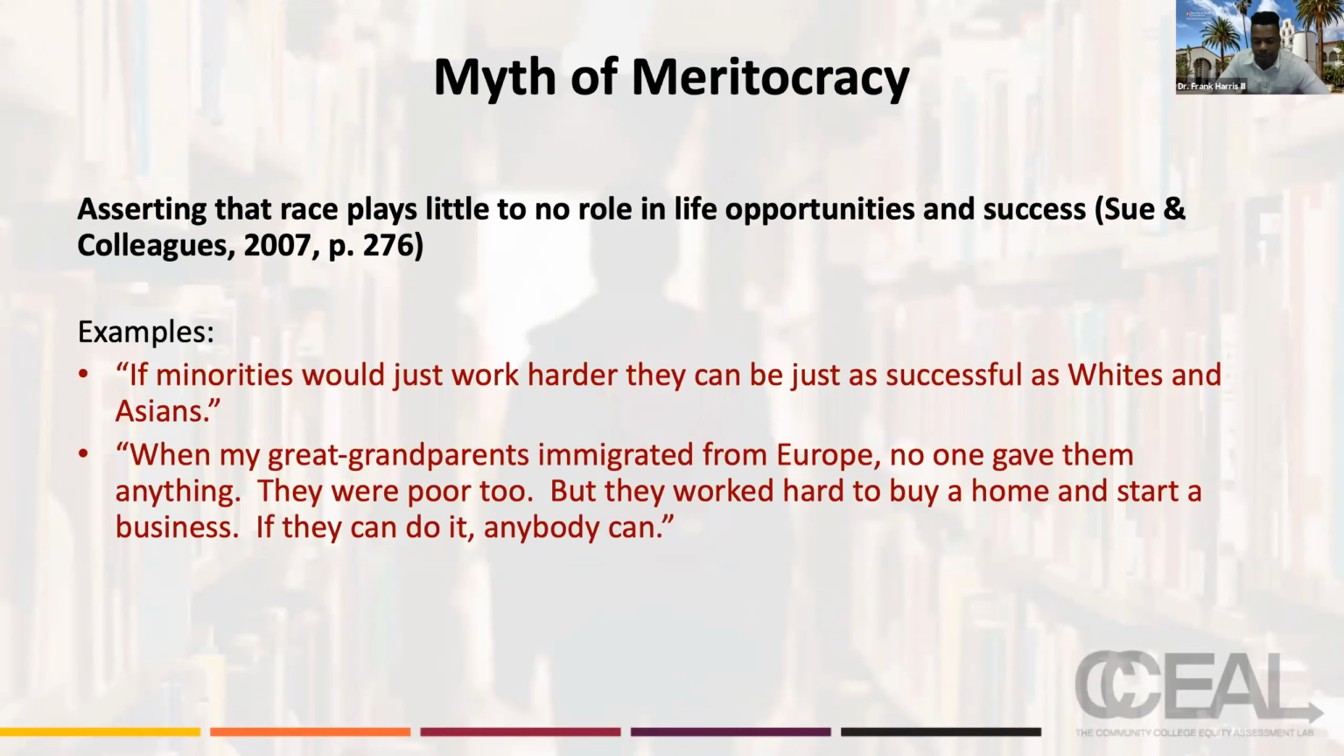Another example: when my great grandparents immigrated from Europe, no one gave them anything. They were poor too, but they worked hard to buy a home and start a business. If they can do it, anybody can do it, right? Or examples of both of these.